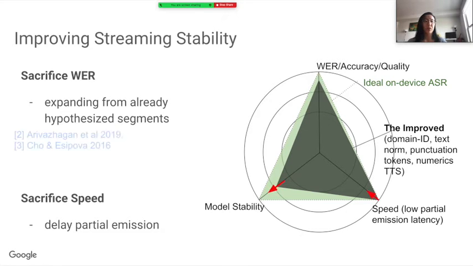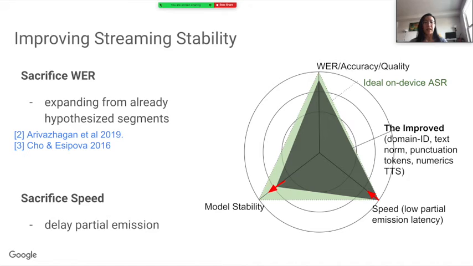In order to improve the streaming stability one step further, we can consider compromising one of the two other metrics that we were looking at. There is a huge body of work in the speech community and machine translation community that considers sacrificing word error rate for the improvement of stability. Two of the works are cited here. Specifically, they want to expand from an already recognized or hypothesized segment in the decoding process, which means that the already hypothesized segments will never change.